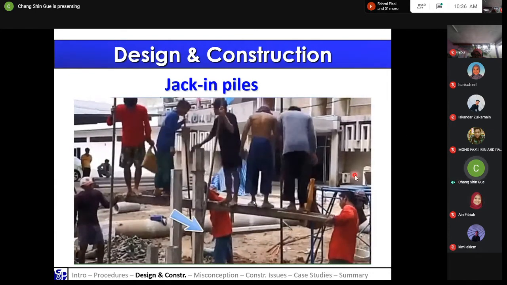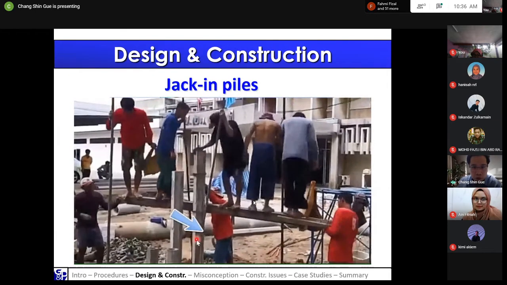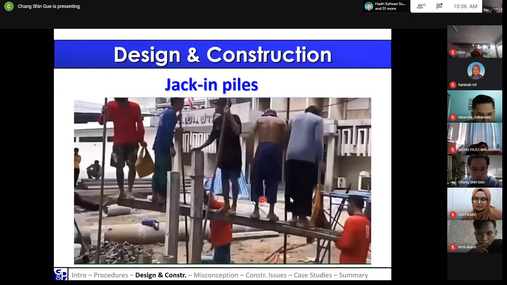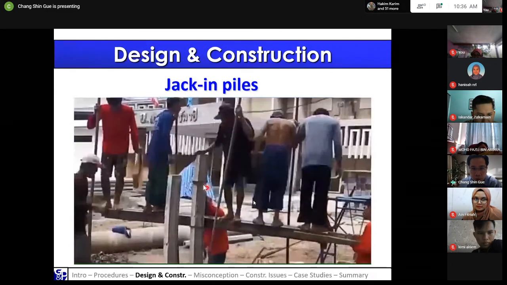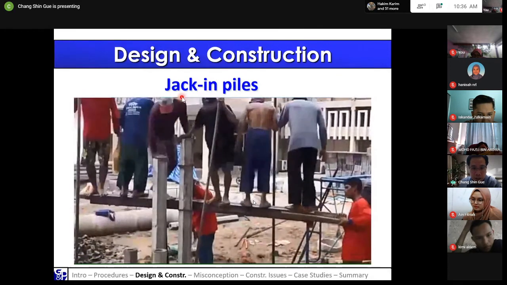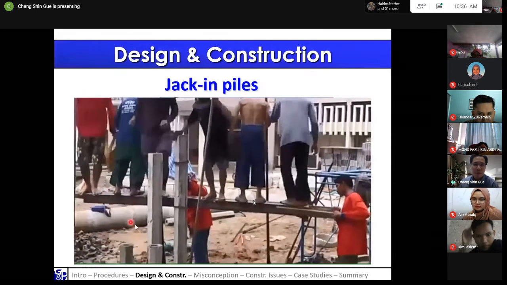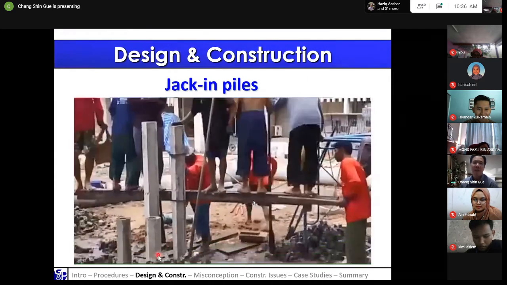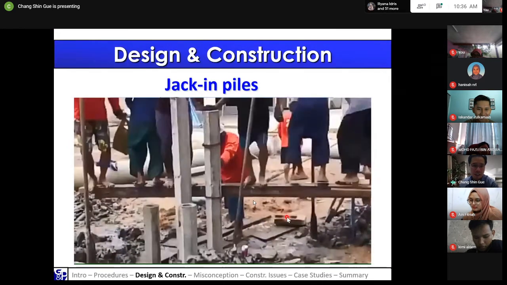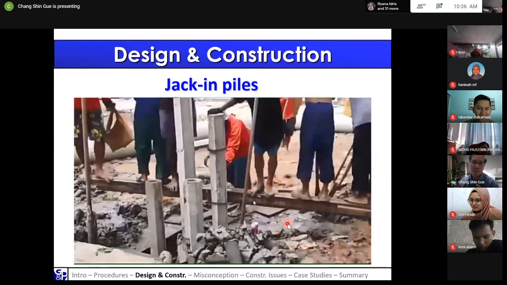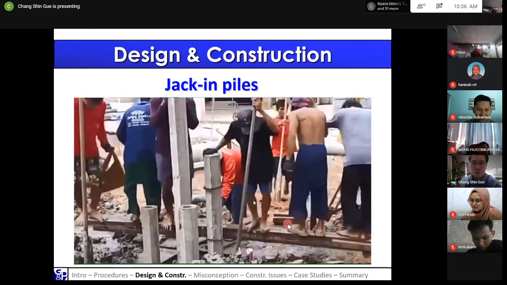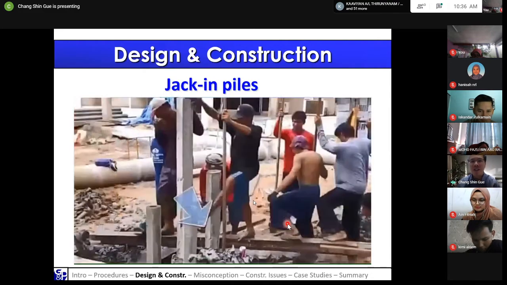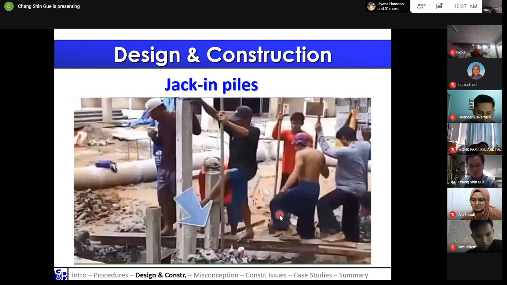So you can see that they wanted to jack in these piles, and the people on top are actually the load. You can see that the pile is not really going in because of insufficient load. Another guy is standing on top and adding more load, and now the pile is being jacked in. So that is the concept of jack-in piles. Of course, this is not in Malaysia. We don't do this kind of method, but it is just to show you how jack-in piles are actually carried out.